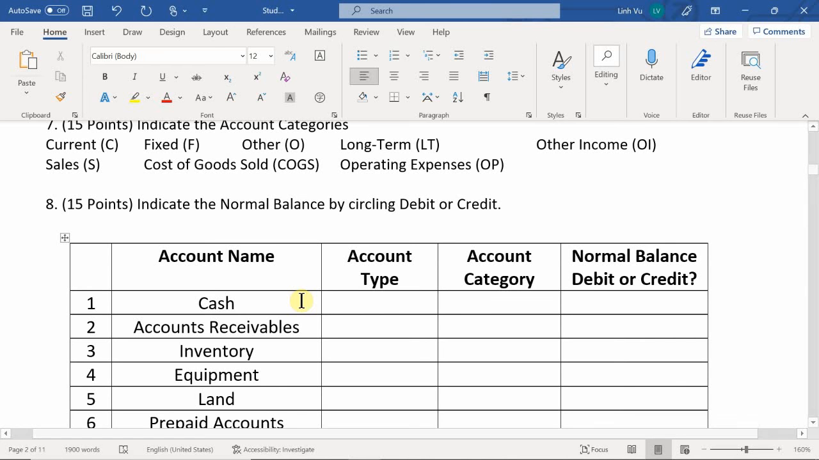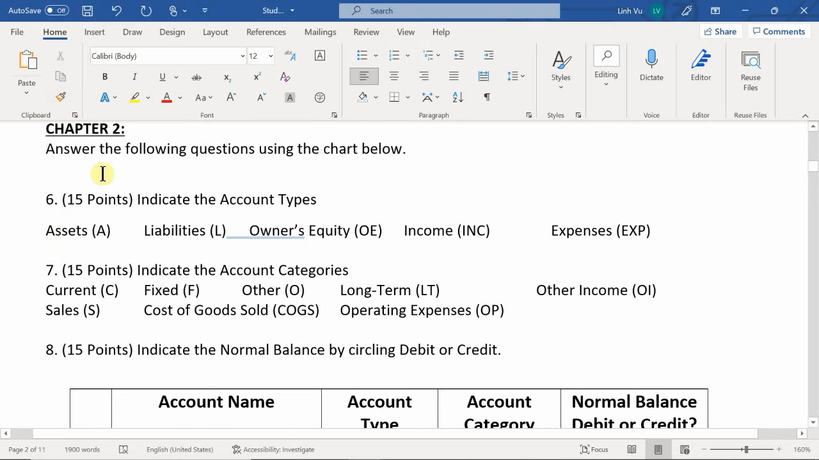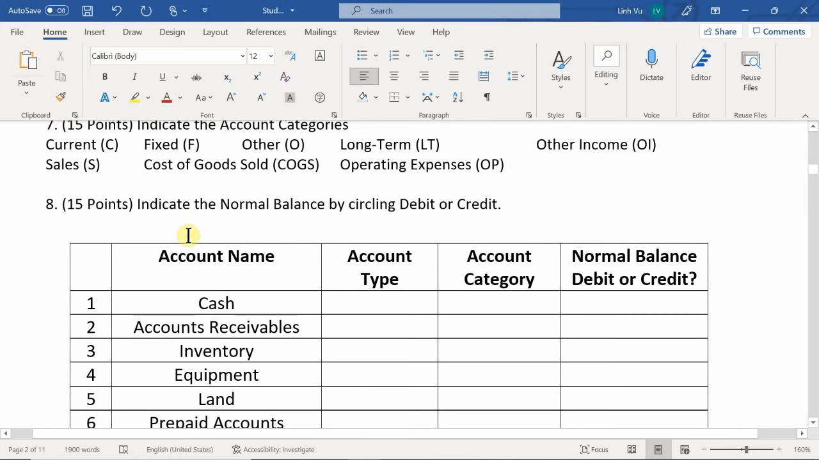I'm going to give you, for example, cash, right? I will give you the option whether it's an asset, current, and credit, or I could give you expense, operating, and debit. Or I could say asset, current, debit, right? And your job is to go through the answers and select which one is the correct one. So for each account, I want you to determine the account type. There's only 5 account types, so you can't go beyond assets, liabilities, equity, revenues, or expenses, right?